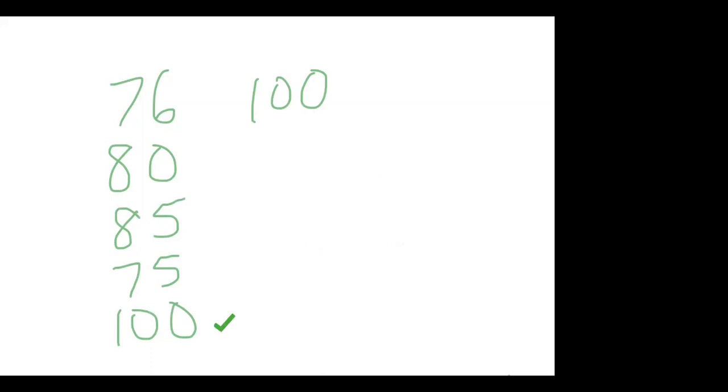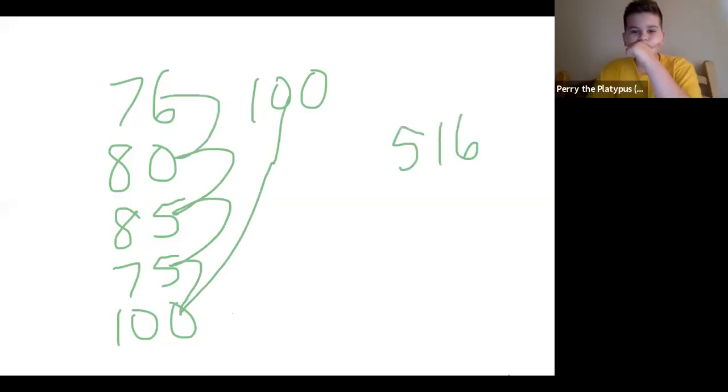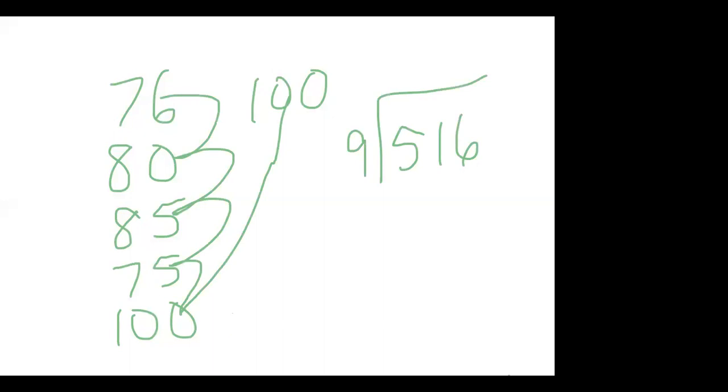Please stop doing check marks, whoever's doing that. So let's add them together. 100 plus 100 is 200, 275, 360, 440, 516. So we do 516 divided by 9.